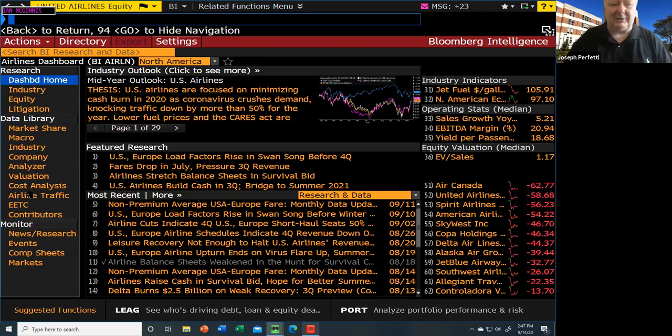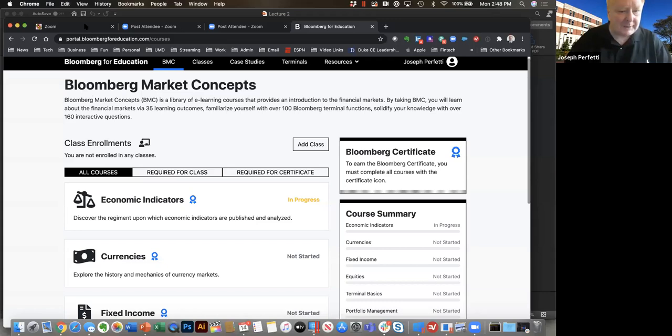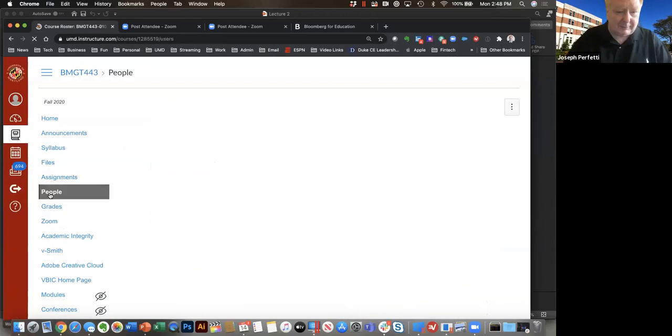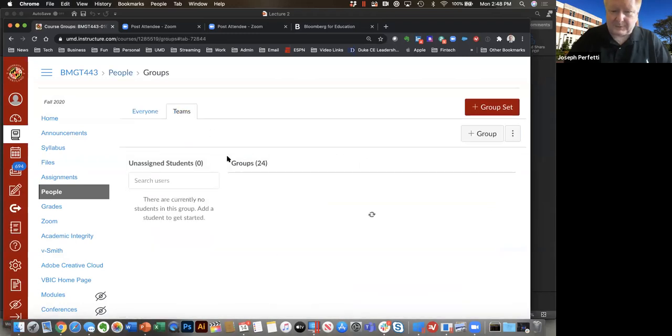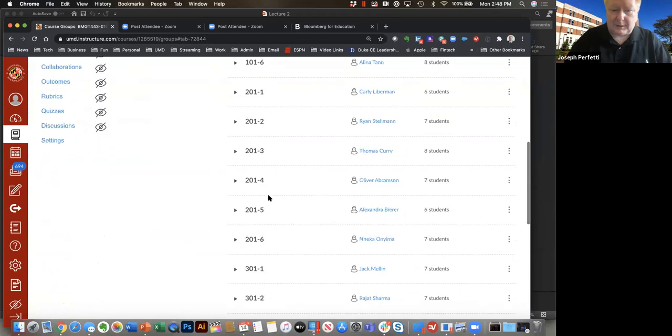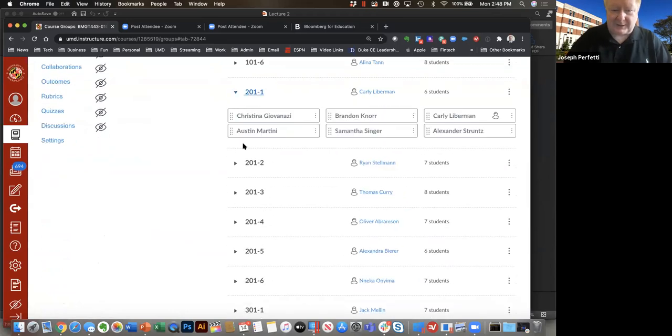But the other thing that you're going to work on this week is the Bloomberg Trading Challenge starts today, okay? So in just a minute, these are your teams. For section, I believe this is section 201. So there are 6 teams in your section.